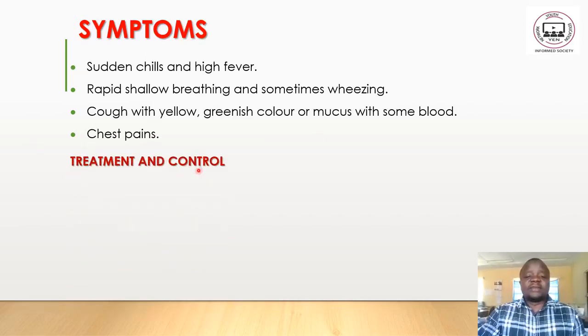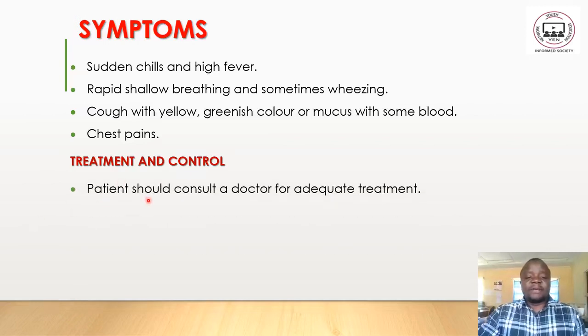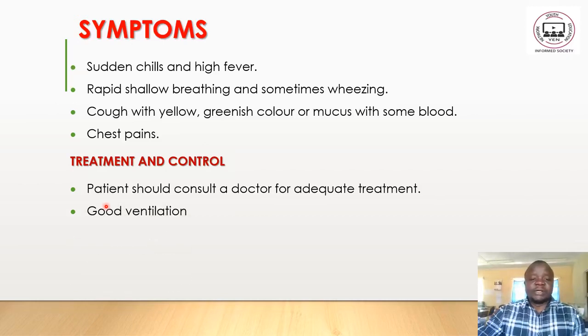Let us look at the treatment and control of pneumonia. Number one, a patient should consult a doctor for adequate treatment. Generally, if a person is sick, he should visit the hospital and talk to the doctor, and then the doctor can prescribe some dosage for him. Good ventilation, meaning there should be good air circulation in a room where a person is accommodated. Avoid overcrowding. Areas that are overcrowded must be avoided.